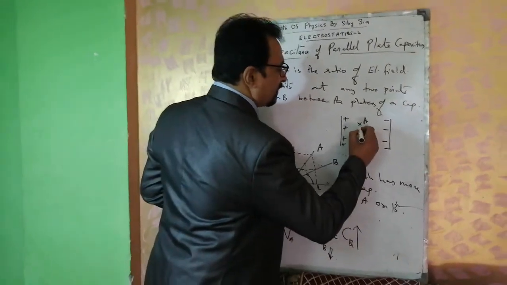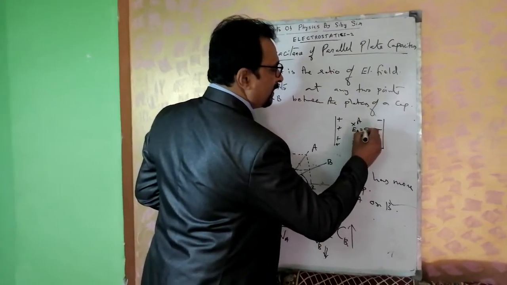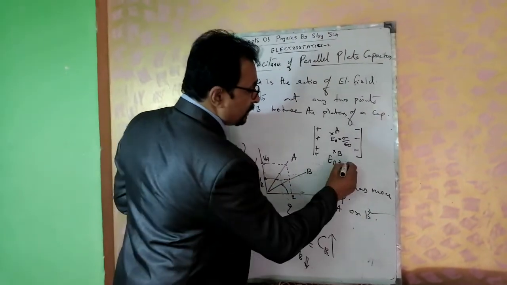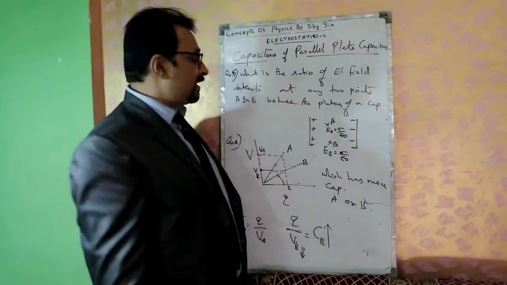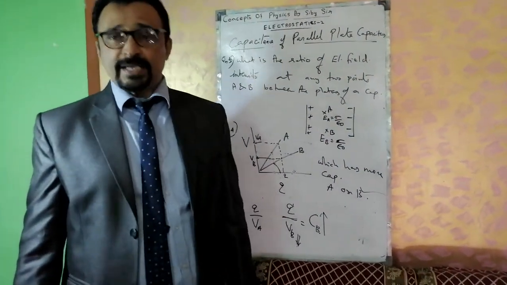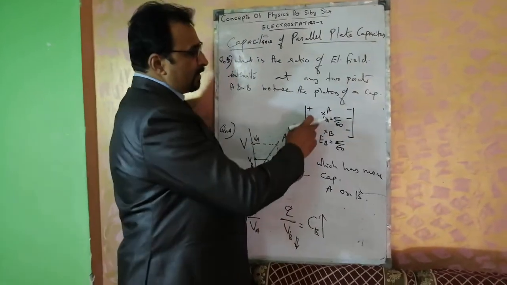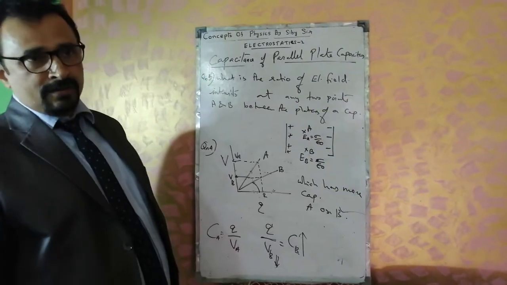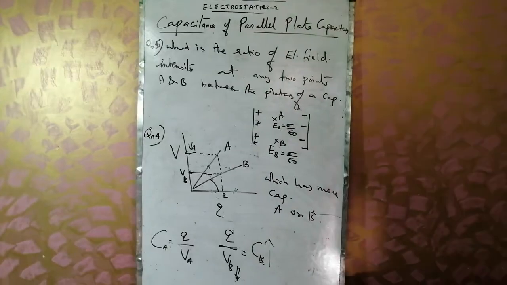So electric field at A, you know, that is sigma by epsilon naught. And electric field at B, how much? That is also sigma by epsilon naught, because electric field between the plates of a capacitor is uniform, same. So what is the ratio between the electric fields? That is 1:1.